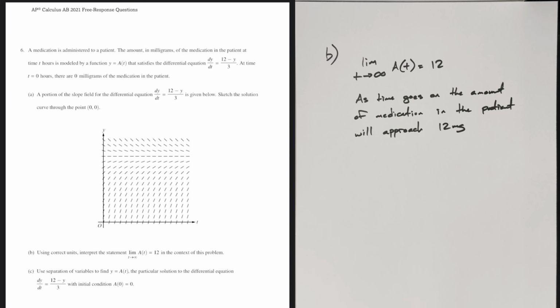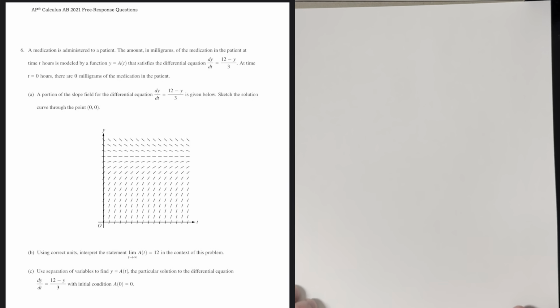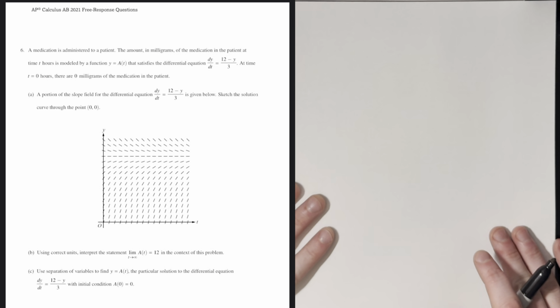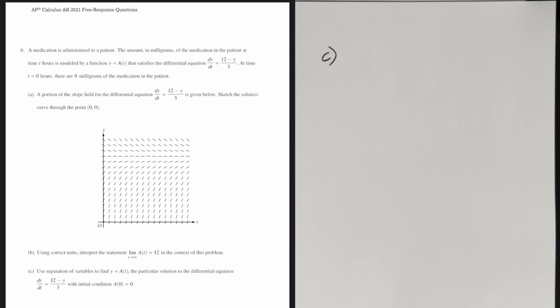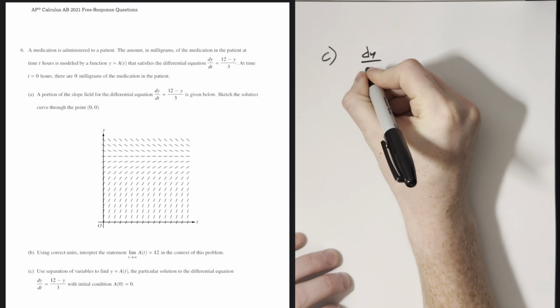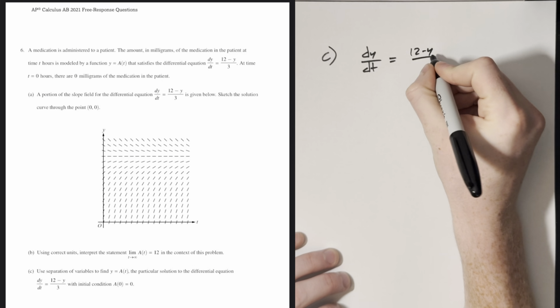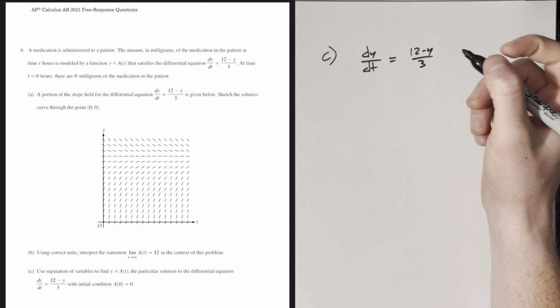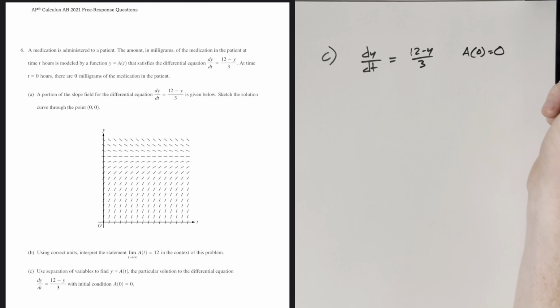Part A and Part B are both only worth 1 point, which is crazy because it means that C and D are probably going to be pretty awful, right? They're going to be tough. Let's check it out. Part C. It says use separation of variables to find y equals A of t, the particular solution to the differential equation dy/dt equals (12 minus y) over 3, with initial condition A of 0 equals 0.